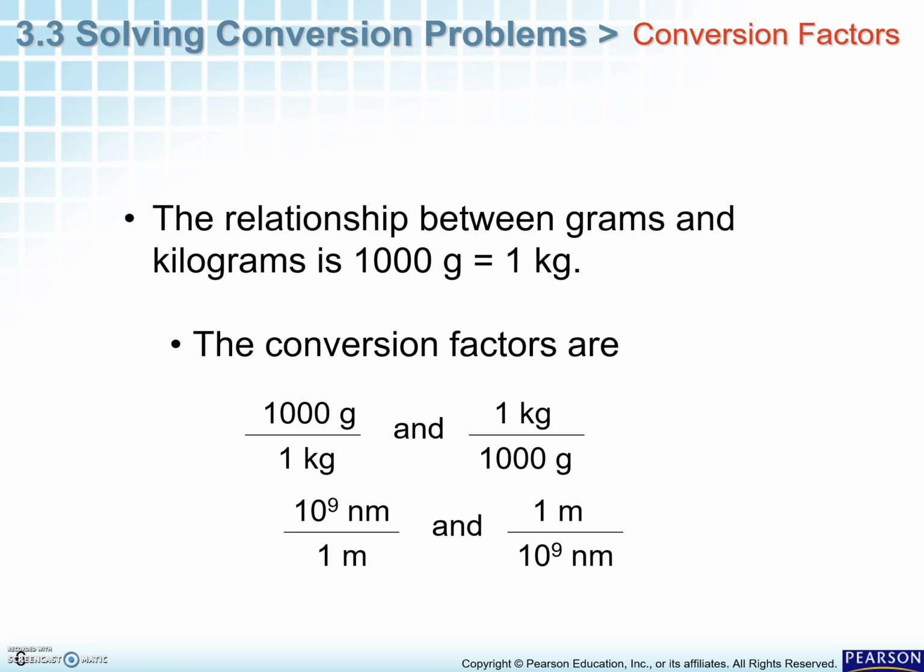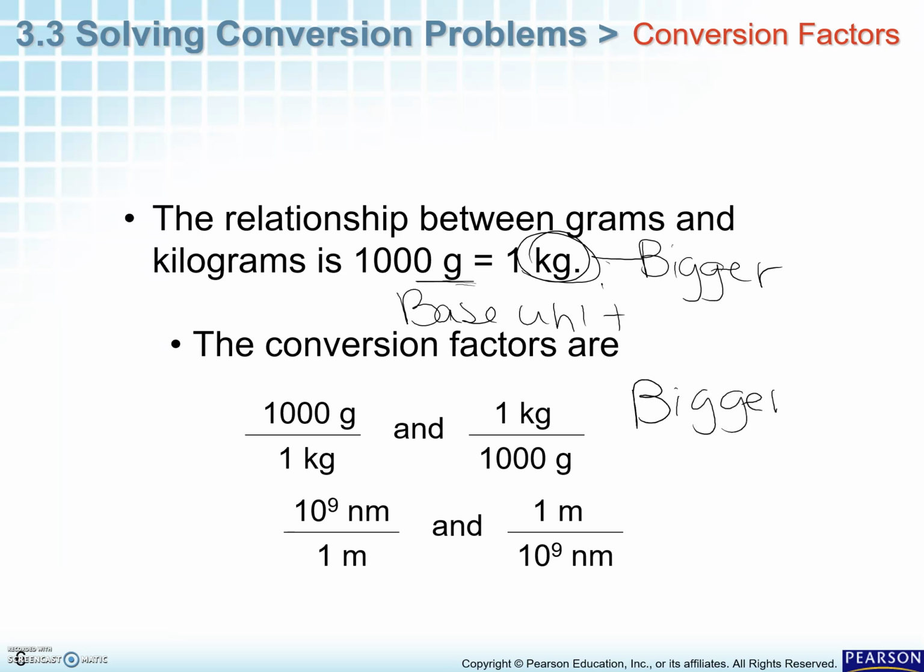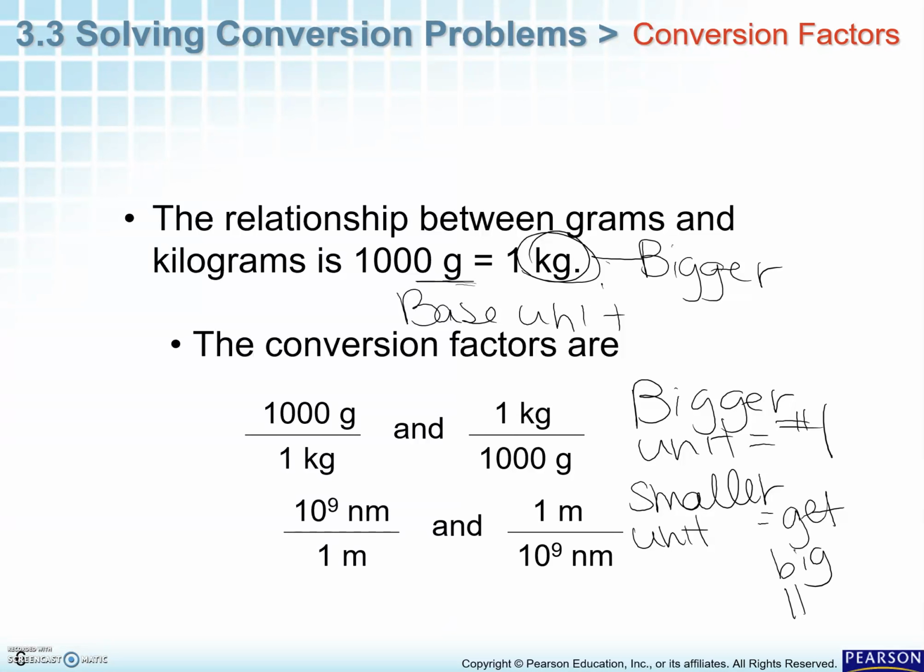The relationship between grams and kilograms is a little different. Even though grams is our base, kilograms is our bigger unit. So remember, the bigger unit gets the number 1, and the smaller unit tells how many of those smaller units make up one of those bigger units. So they get a big number.